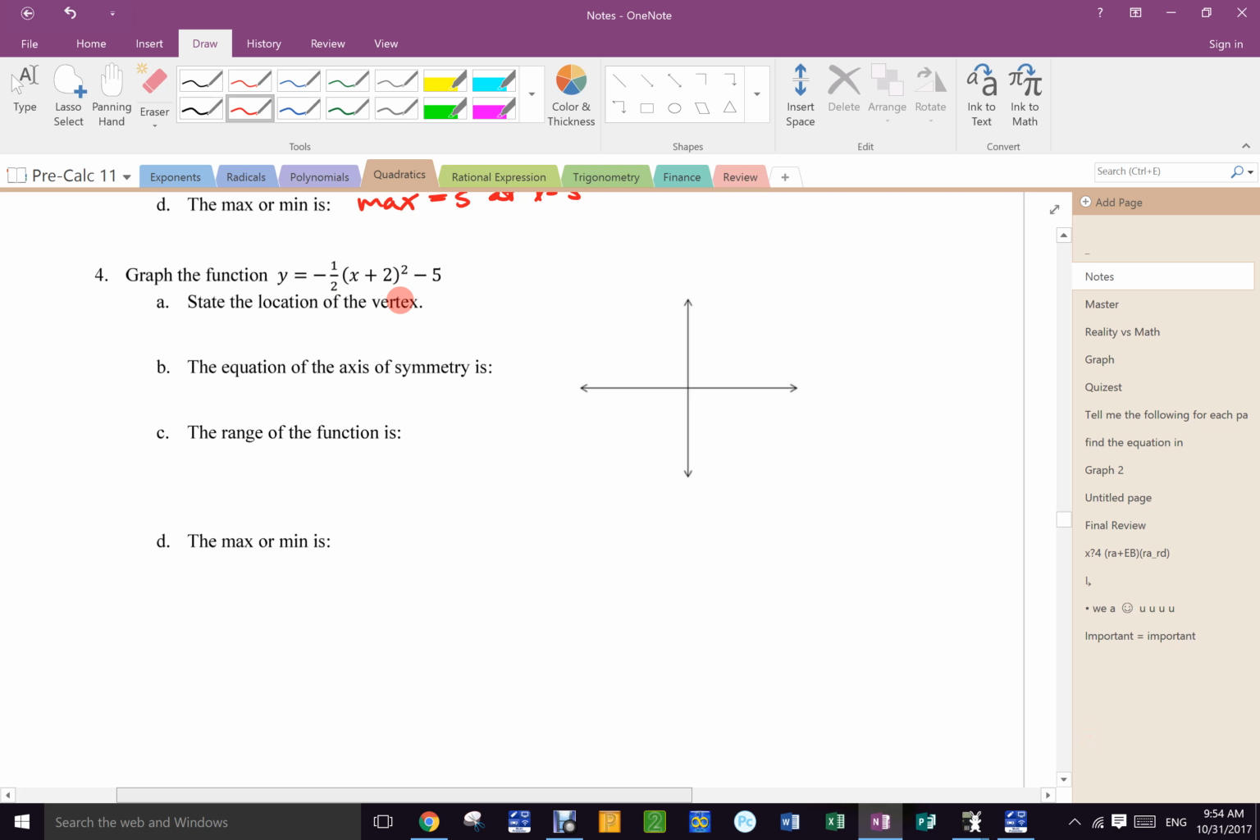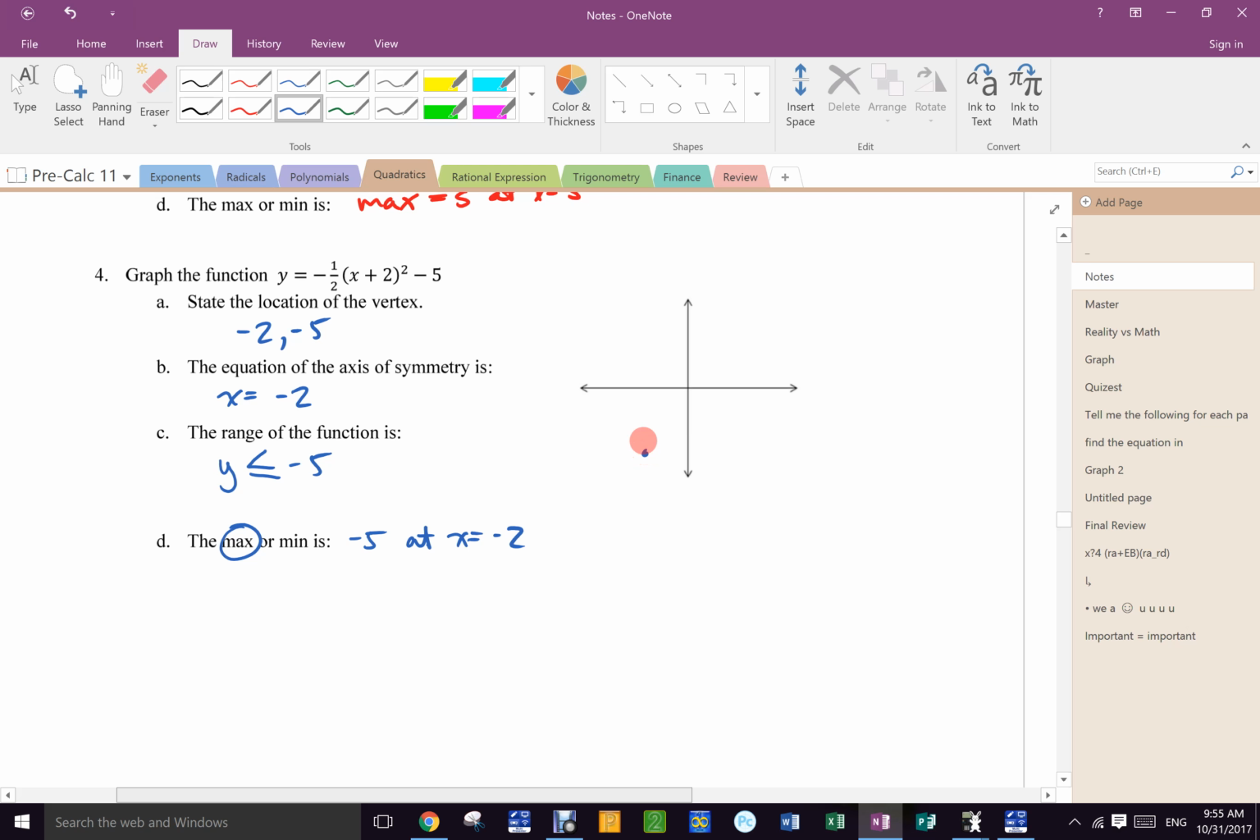Oh, yuck. What's the vertex? Negative 2, negative 5. Equation, x equals negative 2. Range, less than or equal to, less than because it's negative. It's a max of negative 5 at x equals negative 2. And then a couple more points. This one's very tricky.